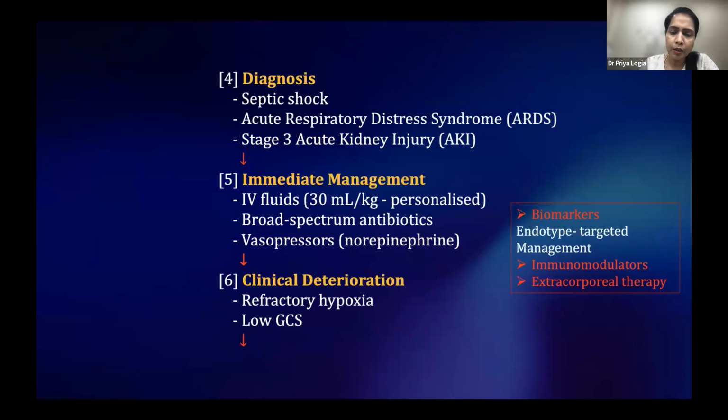The initial management was appropriately initiated in a timely manner with IV fluid, which was personalized to the patient's status, and antibiotics and vasopressors implemented. And the patient was immediately intubated. These facilitated appropriate perfusion and oxygenation to the organs. So at this stage, biomarkers play a role for identifying the different endotypes, and targeted management can be done. Immunomodulators can be considered. Extracorporeal therapy can be individualized based on the patient's status.